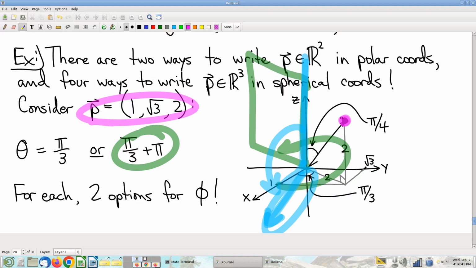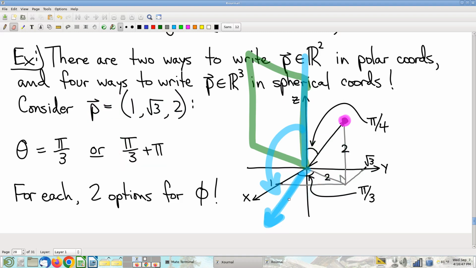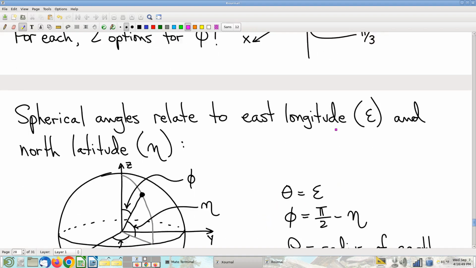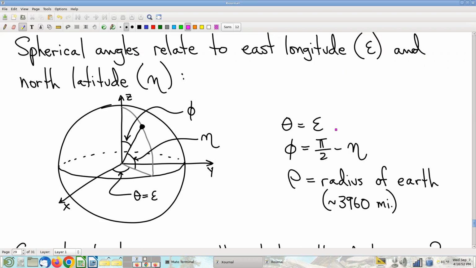So for the moment, rho, phi, and theta, no rules. They can be anything. All right. Okay, so there's a couple of neat applications of this. Let's see here. So spherical angles and longitude and latitude. I think this is neat and fun.